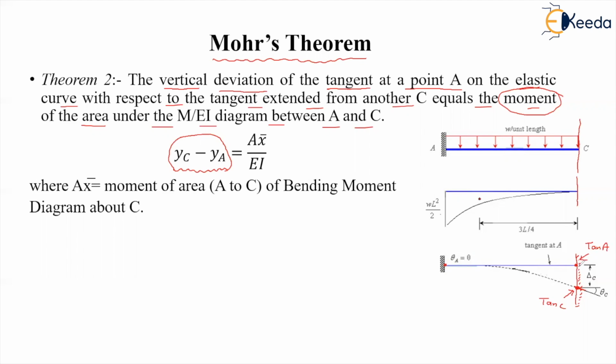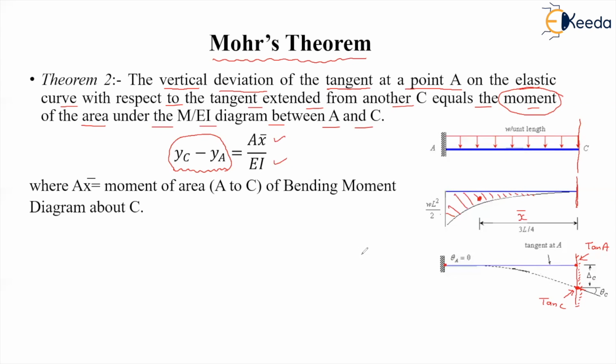So the deformation YC minus YA will give the moment of this total area about this vertical line, right? And suppose this x bar is the centroid of this area about this vertical line. Then the moment of area means A x bar by EI.